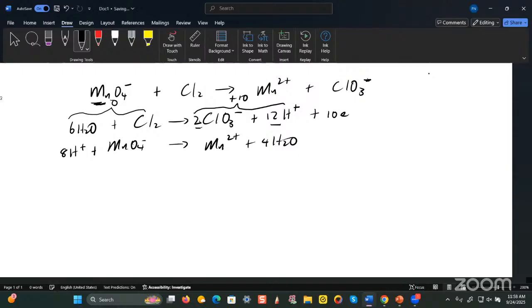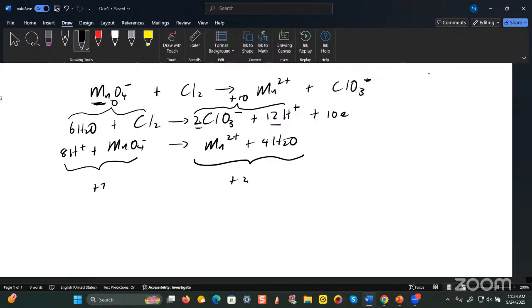What about the second half equation? What's the total charge that we have here on the left? 7 plus. And what's the total charge that we have here on the right? Plus 2. Okay, very good. So to which side would you add electrons, and how many electrons would you add to that side?